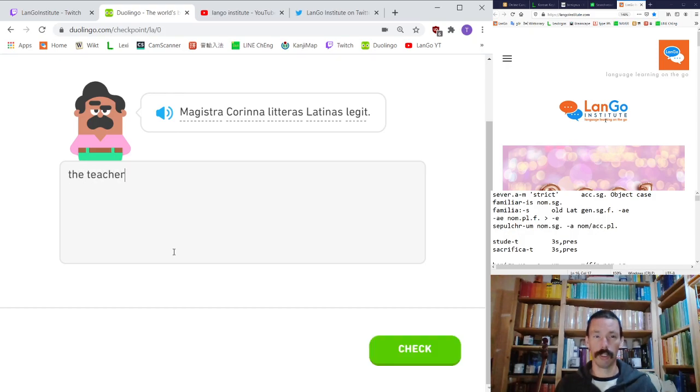The teacher Corinna legit reads Litteras Latinas. We will say Latin literature. It's a plural, accusative plural word form. Literature.